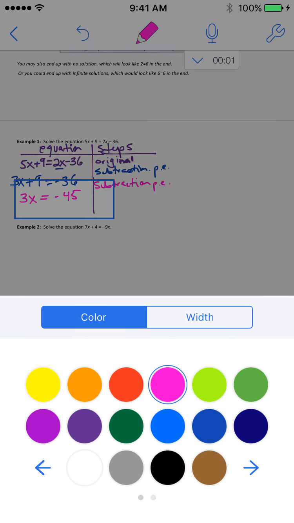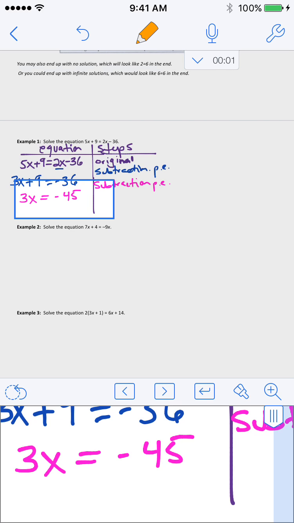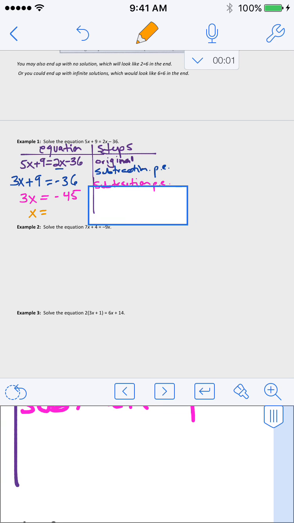Alright, last step. I need to get that x all by itself. So I need to divide by 3 on both sides. I'm left with x. Just in case, I'm going to write down what I'm doing first. Division property of equality.